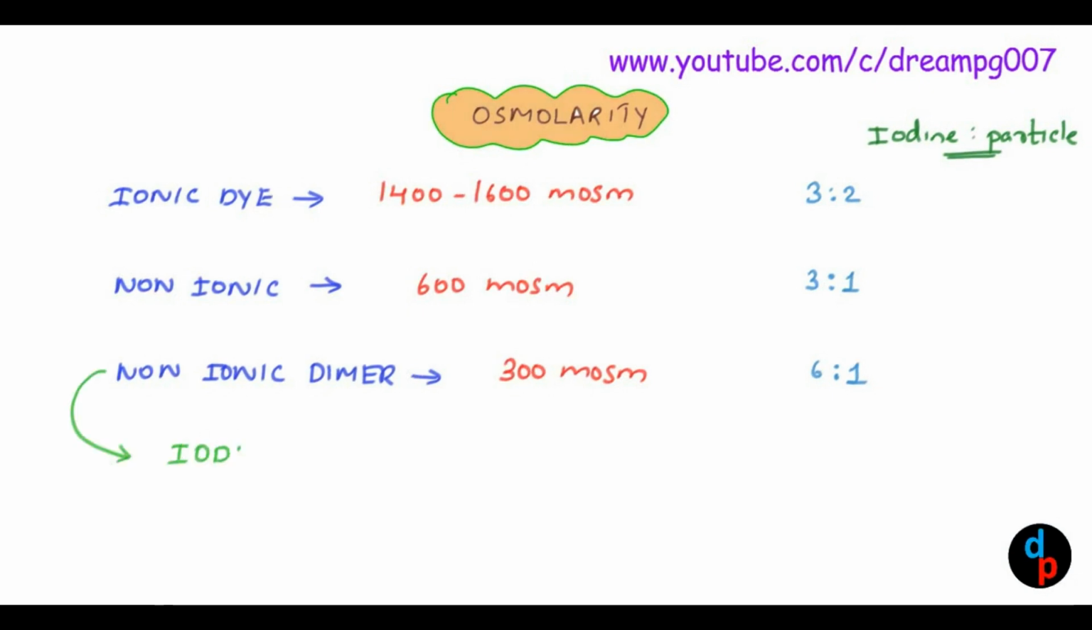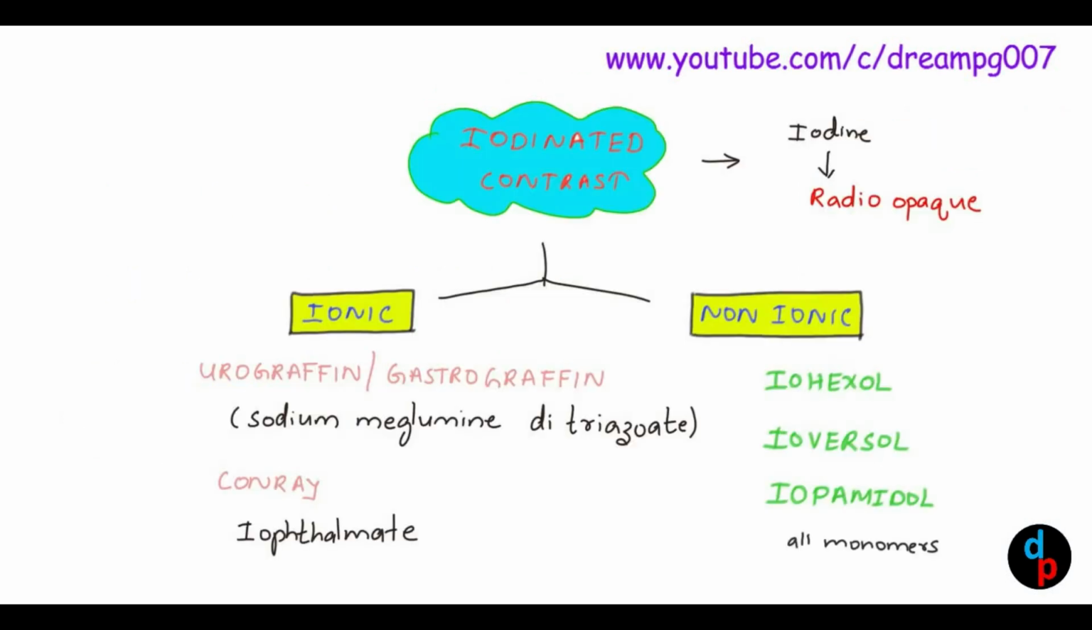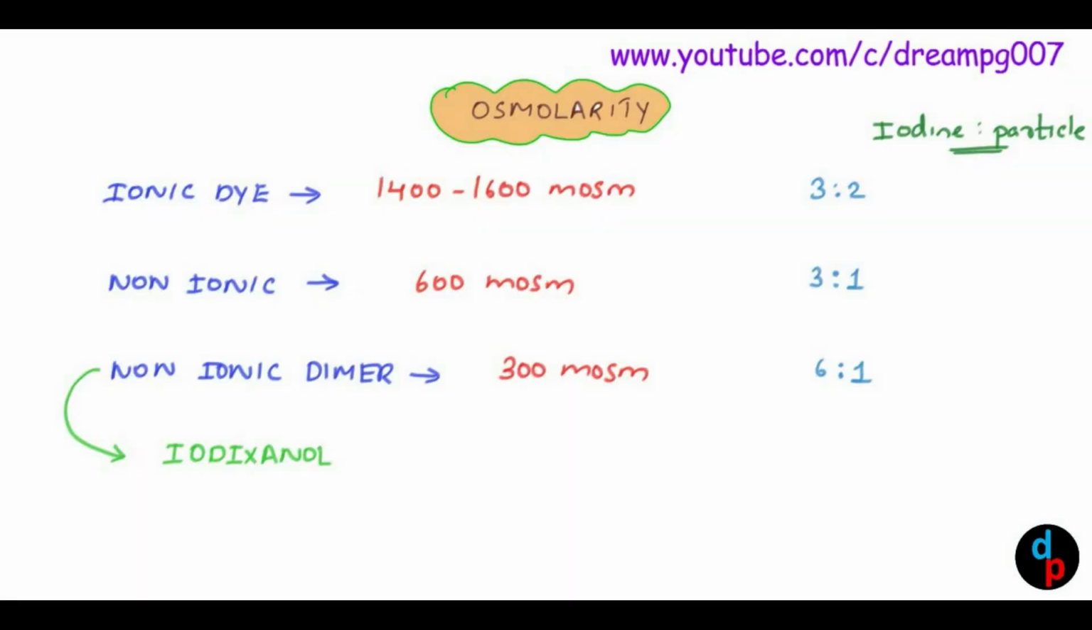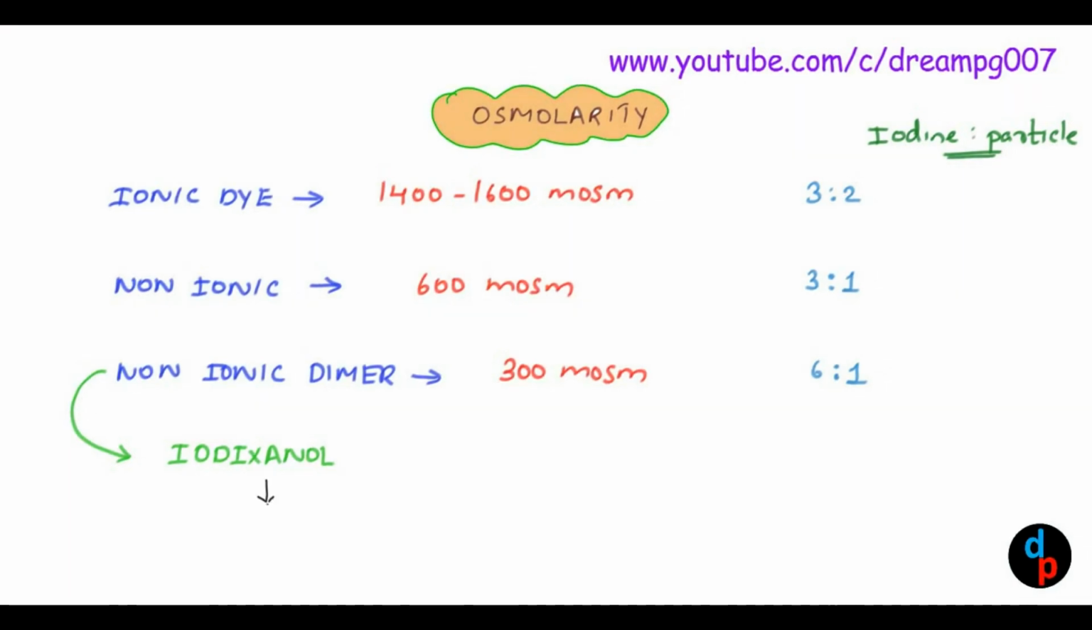Example of non-ionic dimer is iodixanol. Earlier, when we spoke about the examples of non-ionic dyes, we only quoted monomers. Here is an example of non-ionic dimer. Example is iodixanol. Iodixanol is the only dye that is isoosmolar to the body.